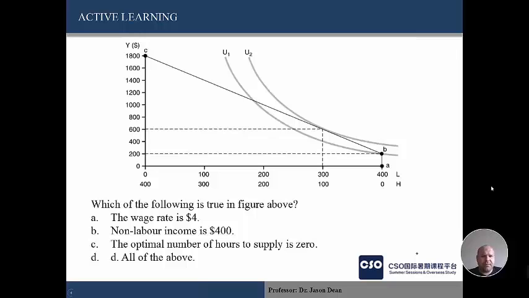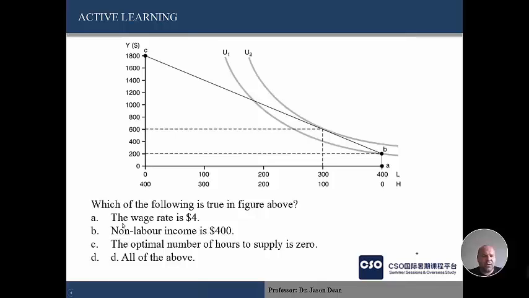Okay, next question. Here we have two indifference curves, U1, U2. We have two points here, A and B. Total discretionary hours is 400. We have our income on the vertical axis. And the question is asking us which of the following is true in the figure above.